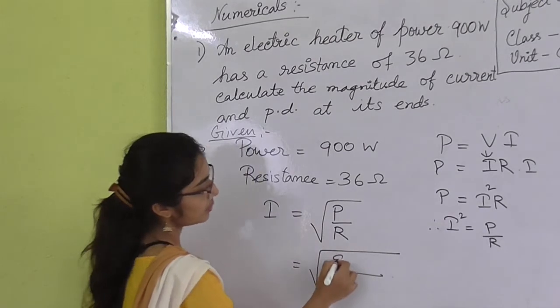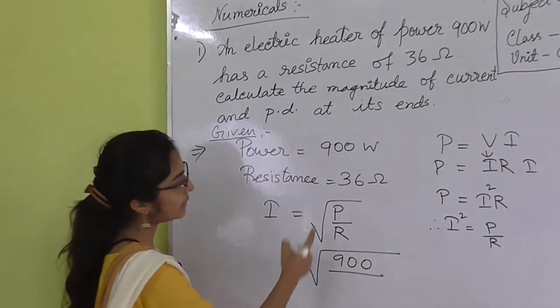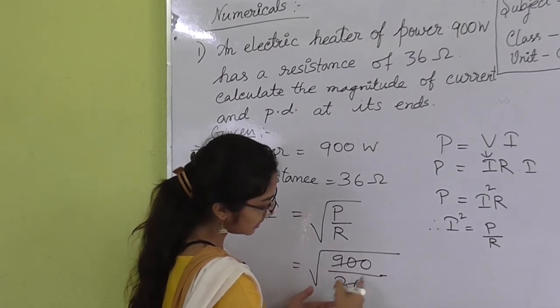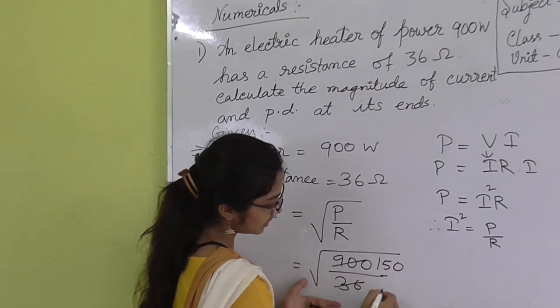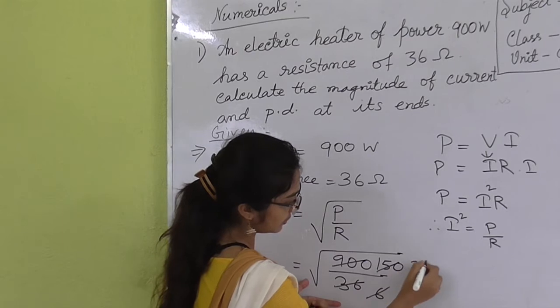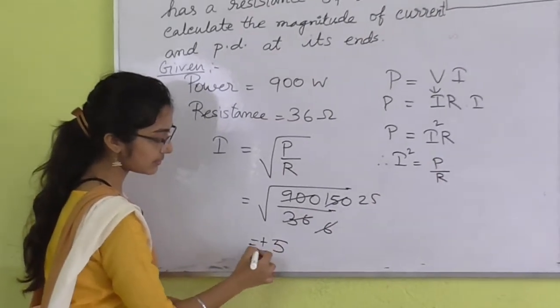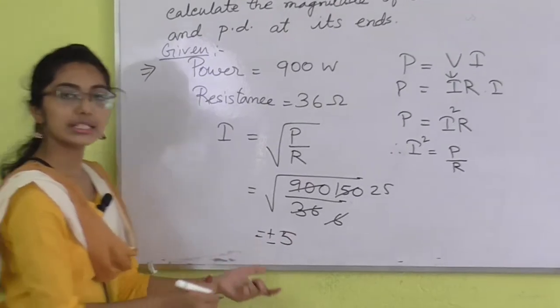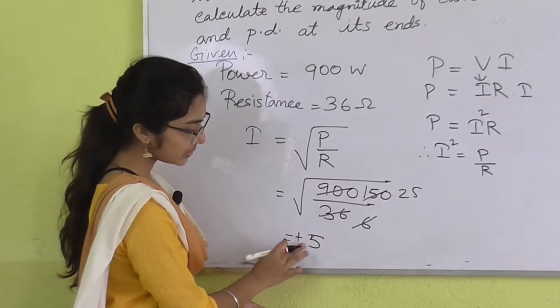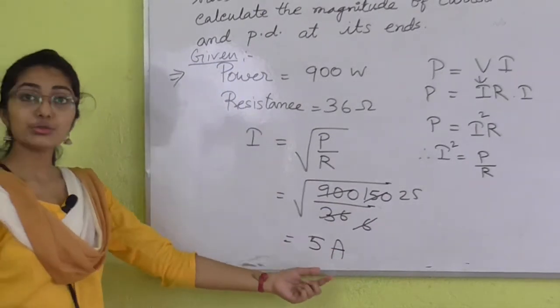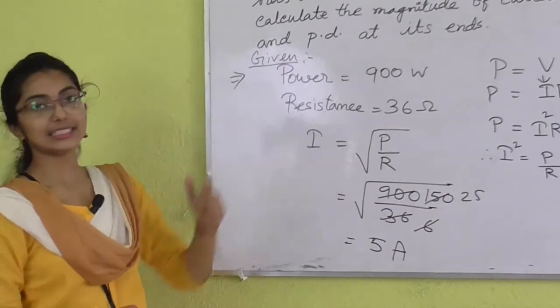So, put the values: 900 by resistance 36, that is 25. The square root of 25 is plus or minus 5, but current is always positive, so you can write only 5 here. 5 ampere is the required amount of current of the electric heater.